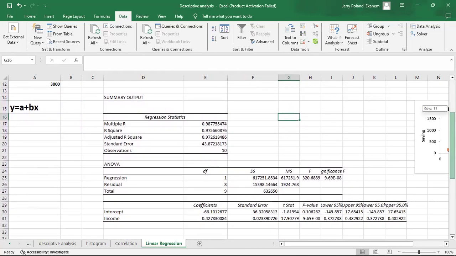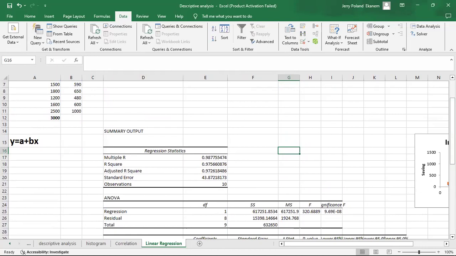Let's just talk about what these things do and what they actually mean. The first one here is the multiple R, where we have regression statistics. What does that really mean? It denotes correlation, the correlation coefficient. It is an absolute value that determines how strong the linear relationship is between the two variables, between the income and the savings.